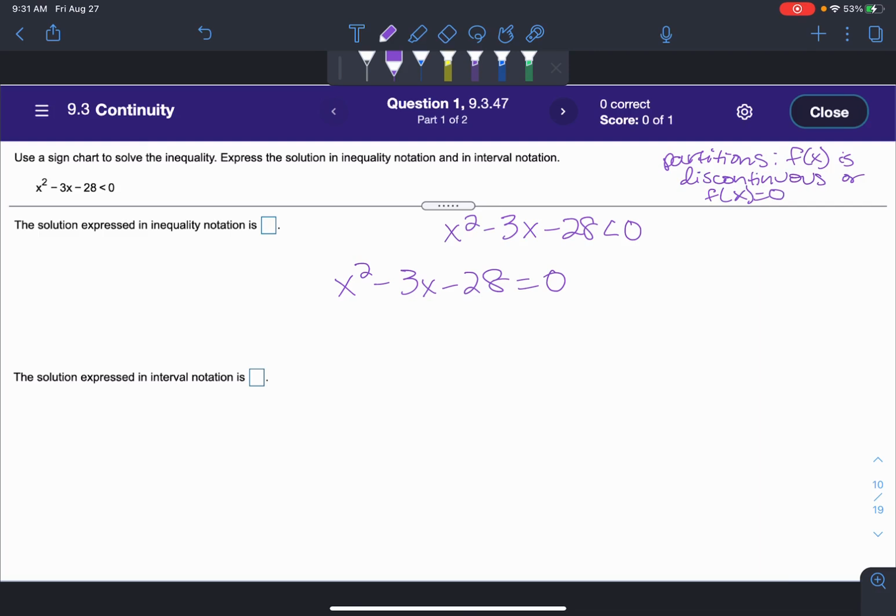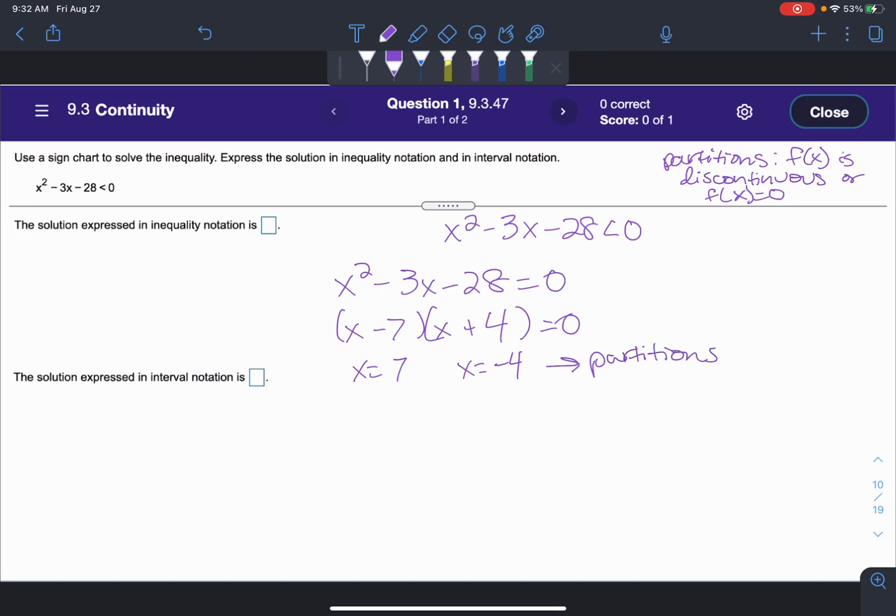And so let's factor, right? We want to solve for x. And so if we factor it, we get (x - 7)(x + 4). Okay, and then remember we're solving for 0, so my solutions would be x = 7, x = -4, and then these would be our partitions.